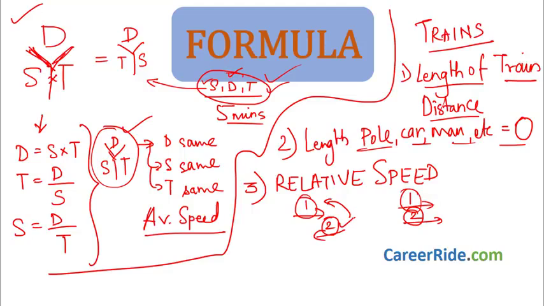When we are trying to find out speeds or velocities in relation to other moving objects, we call it relative speed. We will take a look at this concept in detail. You just need to remember 3 concepts for trains: the length of the train has to be included in the distance traveled, the length of a pole, car, man, etc. has to be taken as 0, and we have to find out relative speeds.